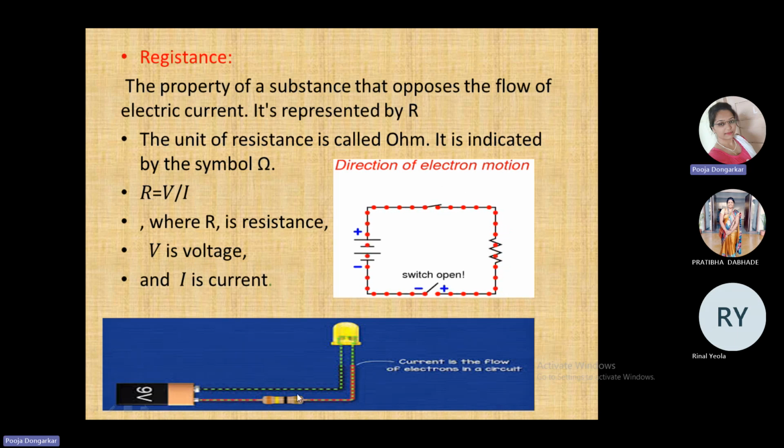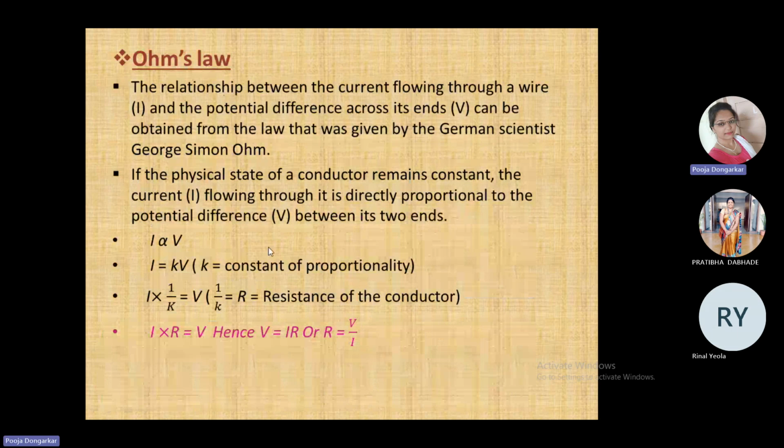This is the circuit with electron motion. This is the supply, and this is the resistance we have applied in the circuit. Now, what is Ohm's law? The relation between the current I flowing through a wire and the potential difference V across its ends, meaning voltage, can be obtained from the law given by the German scientist Georg Simon Ohm. This law concerns the circuit, which includes voltage, current, and resistance.